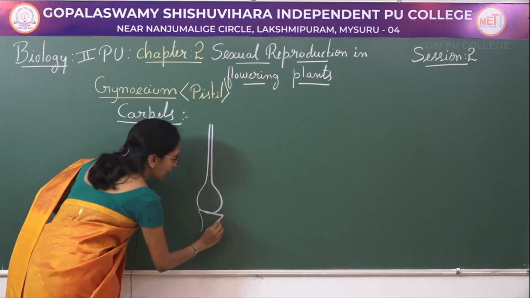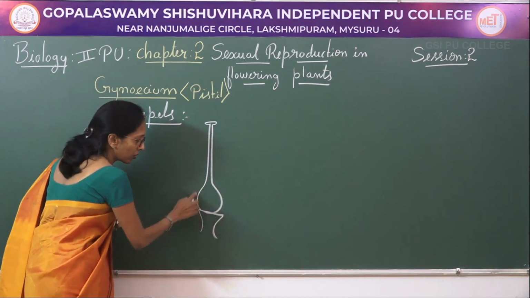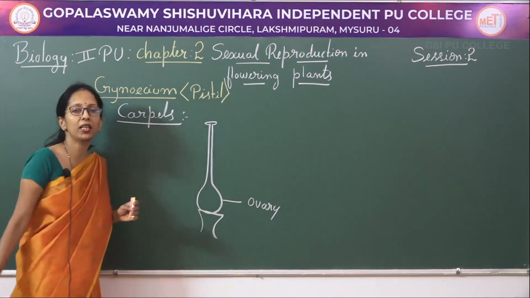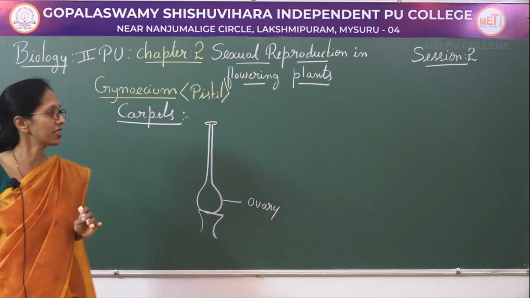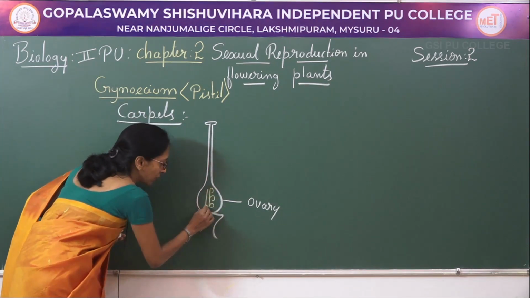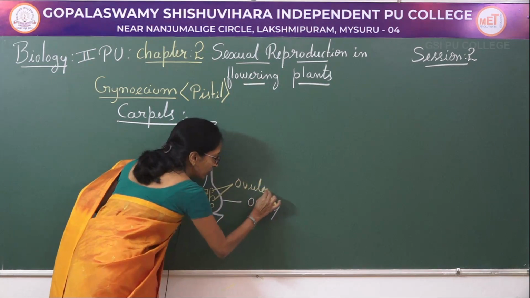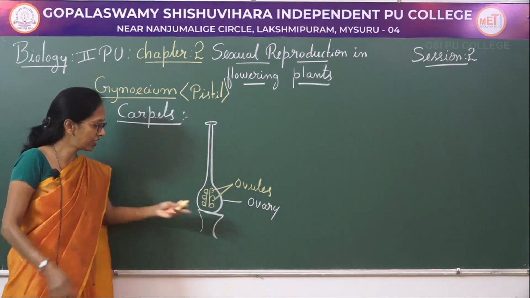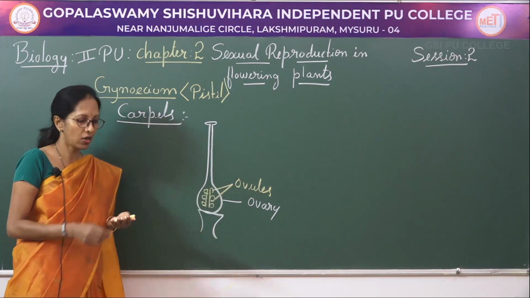Here this is the thalamus, and the basal box-like structure is said to be the ovary. Inside the ovary there is a fertile tissue. That fertile tissue is said to be the placenta, to which oval-shaped structures are attached. These are said to be ovules.